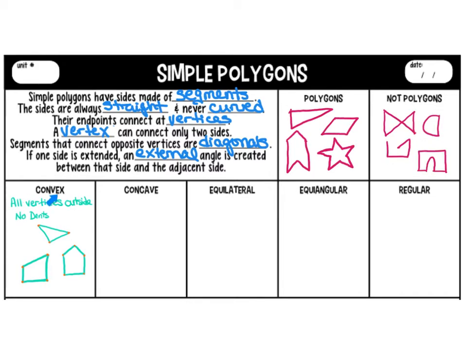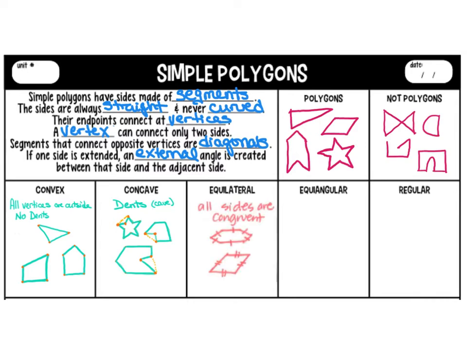Now let's look at convex versus concave. So convex, all the vertices are outside and they have no dents or no indents. So notice these orange dots are the vertices and they're all on the outside of the polygon. Where concave, we notice here our vertices kind of go dented in. So I connected the two vertices with a dotted line so you can see that there's a vertex that actually goes in or dents in like a cave. So concave.